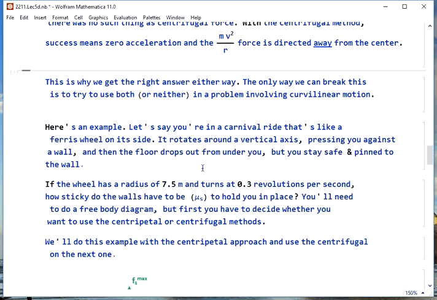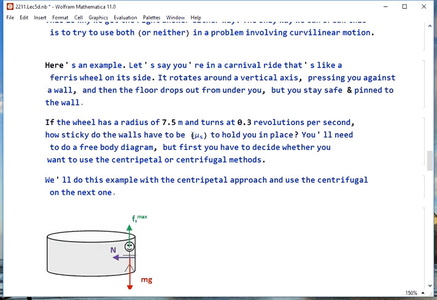As an example, let's say you're in a carnival ride, kind of like a Ferris wheel turned on its side. It rotates around a vertical axis and pins you against the wall, and then the floor can drop out from under you and you're still safe because you're stuck against the wall by this centrifugal force that doesn't really exist. Let's say the wheel has a radius of 7.5 meters and turns at 0.3 revolutions per second. How sticky do the walls need to be? What value of μs do we need to keep you stuck to the wall?